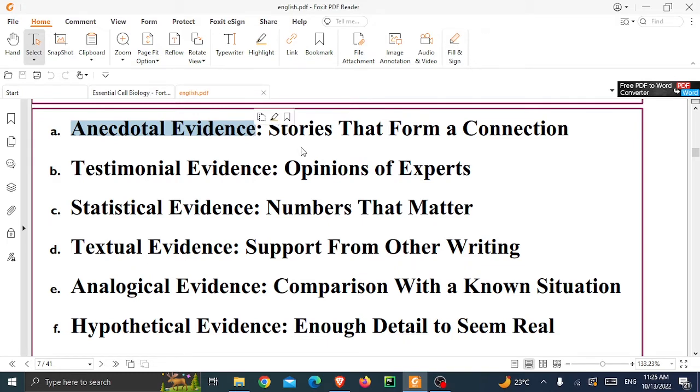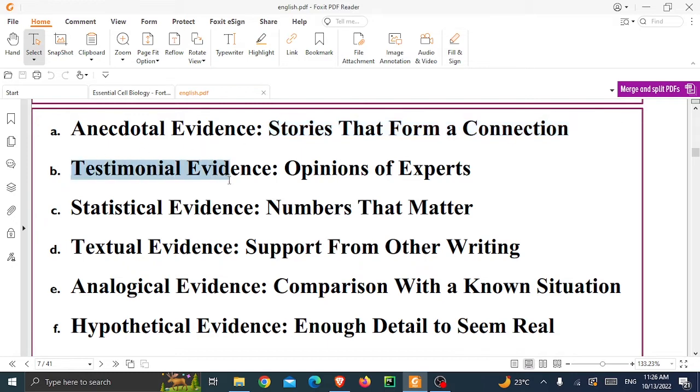Sorry if I spelled that wrong. That type of evidence is stories that form a connection. Let's say that I'm talking about deforestation. I'm going to mention a story where a researcher and his wife rebuilt a forest over the course of 40 years, etc. That's a true story that happened, first of all, and after it happened, it formed a good connection with what I'm talking about, which is deforestation.